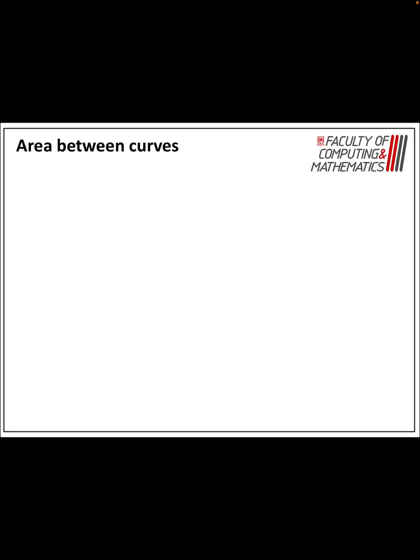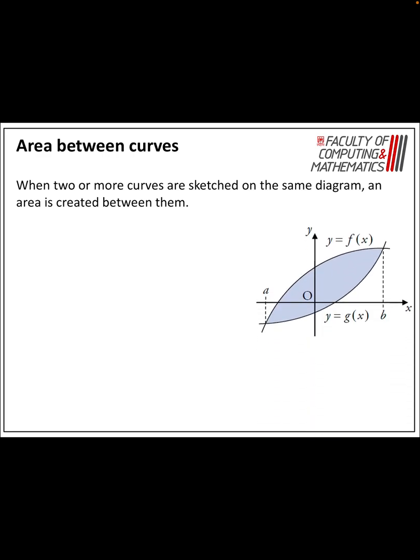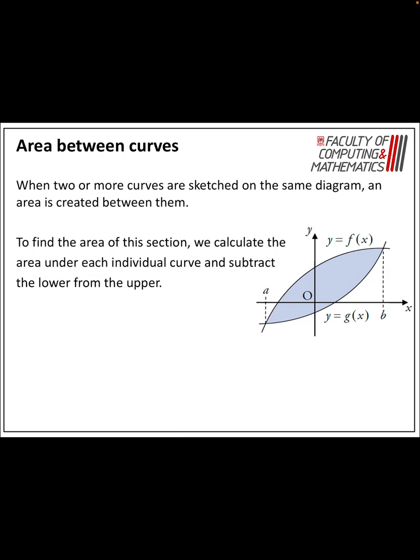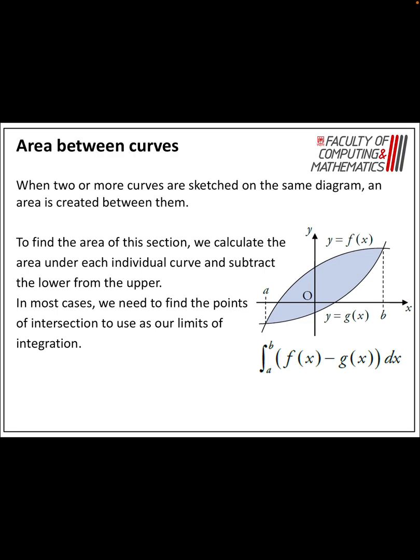Okay, area between two curves, this is slightly different. Now, if you've got two of them sketched on the same diagram, it automatically creates that area in between the two of them, and it could look like this. So to find the section underneath, we calculate the area underneath all of it, and then we subtract what's on the lower one from it. Okay, and the integral will look like that. Right, in most cases you will need to find the limits of it, and we do that through simultaneous equation. I'll take you through a question just like it in a second.